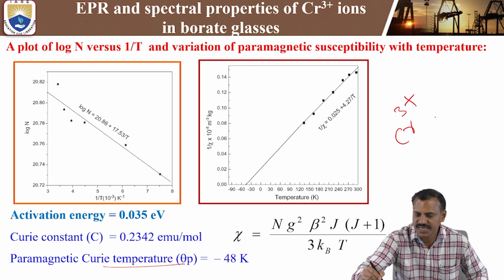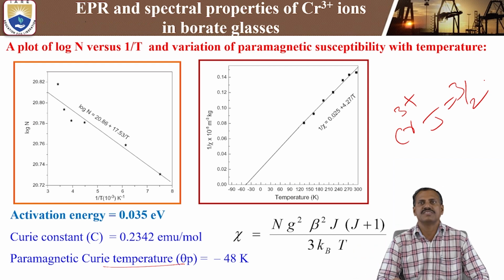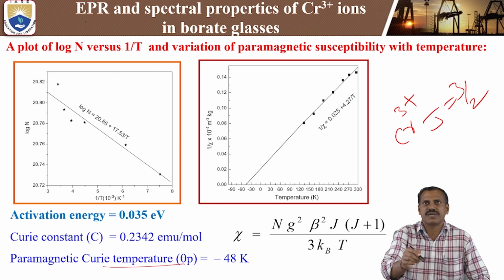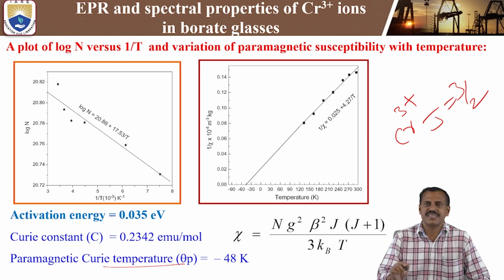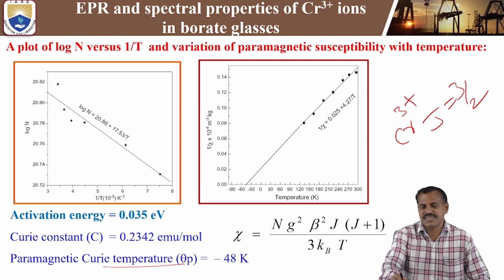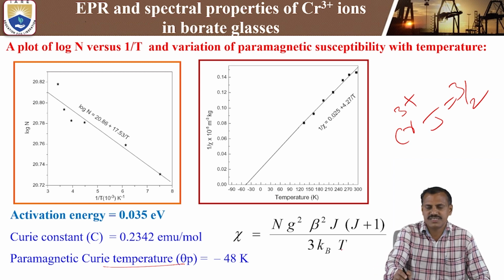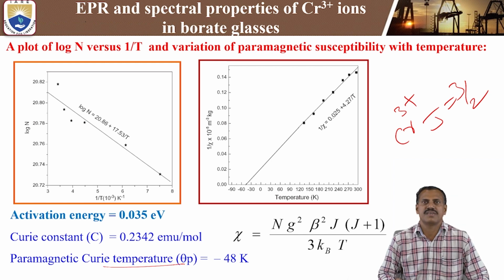For the chromium 3+ ion, J equals 3 by 2. That value, J equal to 3 by 2, is because we are using the chromium 3+ ion as a dopant. So that is why the orbital quantum number J for the chromium 3+ ion is 3 by 2. Kb is the Boltzmann constant, T is the absolute temperature. By using this formula, we can calculate the susceptibility of the paramagnetic resonance of the chromium 3+ ion.